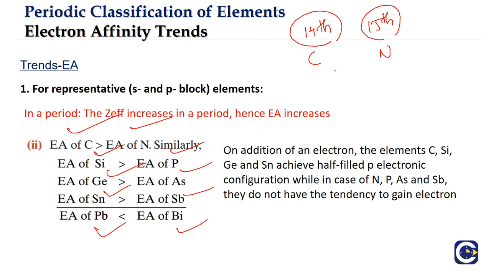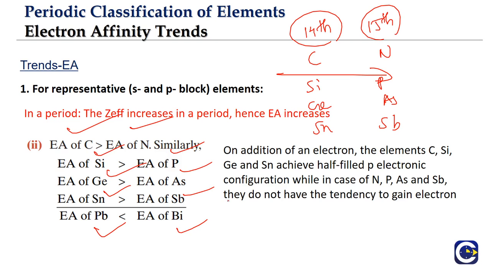So what is the general observation? Normally when you move across a period, it must increase. But here carbon is more than nitrogen. Then silicon is more than phosphorus. Germanium is more than arsenic. Tin is more than antimony. Of course, the lead case is as per the normal trend.